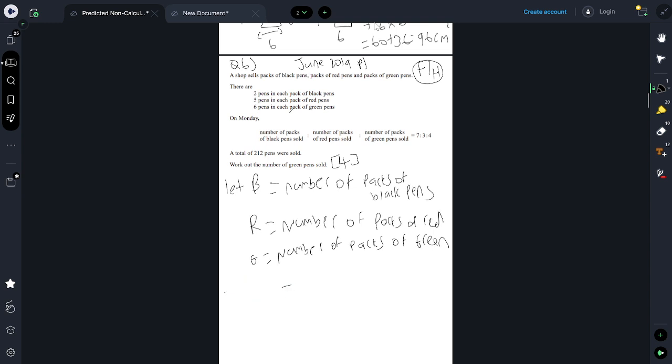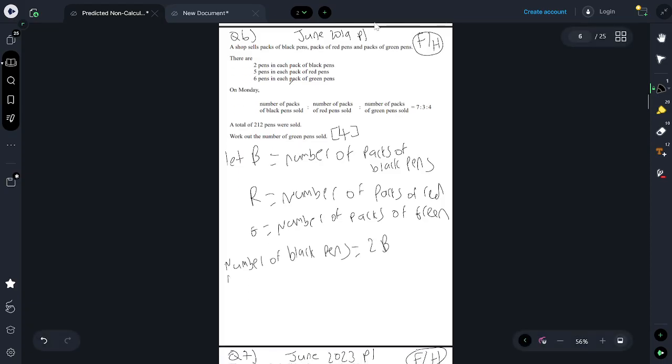So actually, I'll write that. Number of black pens is 2B, right? 2 times B. Number of red pens. Again, there's 5 pens in each pack of red, so it's going to be 5R, right? Because R's the number of packs of red, but we know there's also 5 pens in each pack. So the total number of red pens is how many packs there are times by 5, because there's 5 pens per pack. Hopefully you can get your head around that.